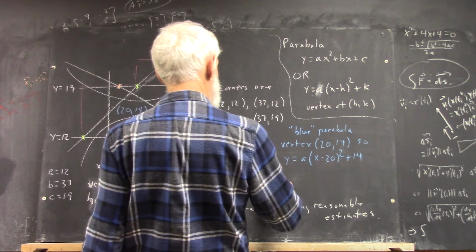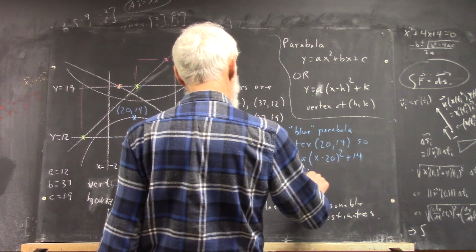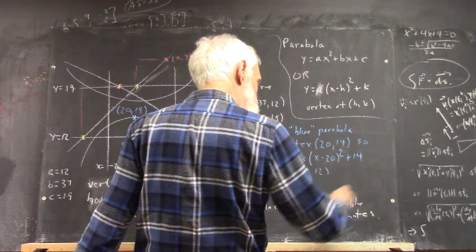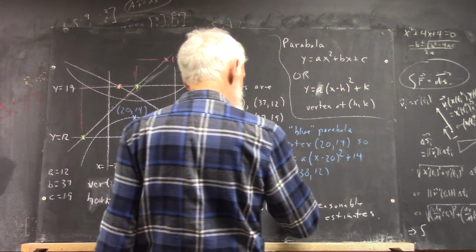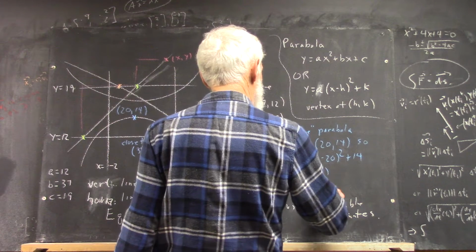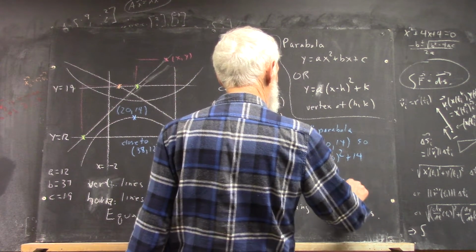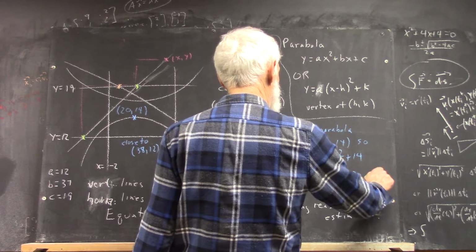So plug in the coordinates of (38, 12). I'm writing it in abbreviated form. You get 12 equals a times, and I'm doing it again, (38 minus 20) squared plus 14.